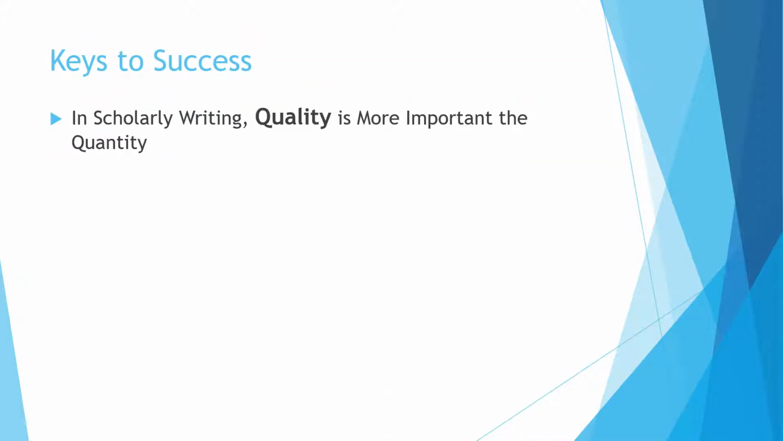So the keys to success. In scholarly writing, quality is more important than quantity. I will set page numbers and say I want to have 6 to 8 pages, or I want to have 10 to 12 pages, because in my mind I don't think you can do a good job on what I want at that stage in a lot less. So you might say, well, what if I write 2 really good dense pages? I would say I don't think you can cover 20 different articles and the main ideas from those articles in 2 pages.